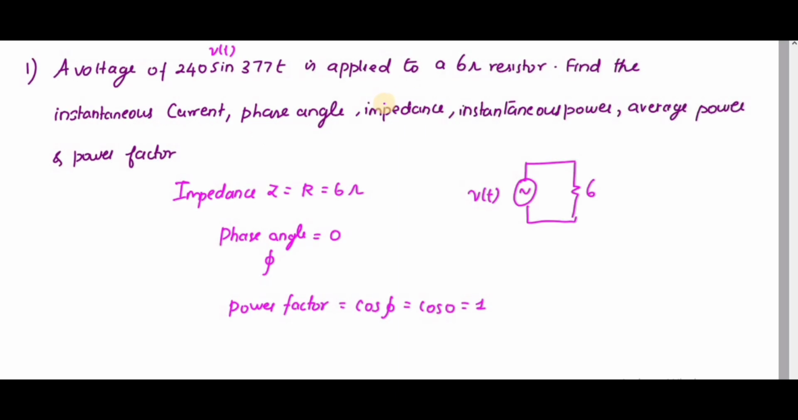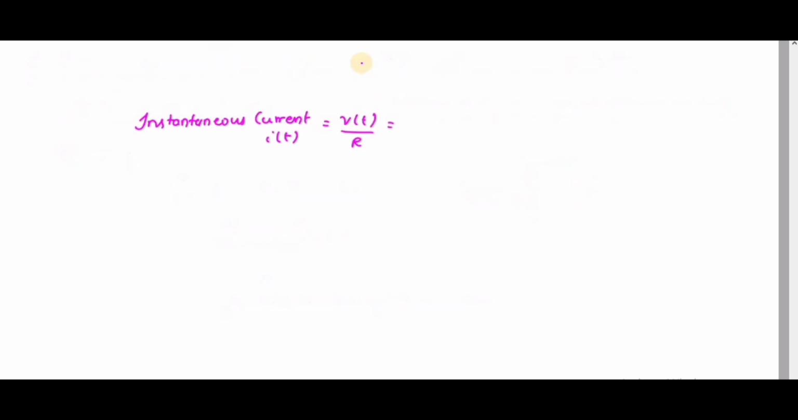Next, the instantaneous current, i(t). To find the instantaneous current, you divide the instantaneous voltage by the resistance. So that is equal to 240 sin 377t divided by R. The R value is 6, so you will get 40 sin 377t.